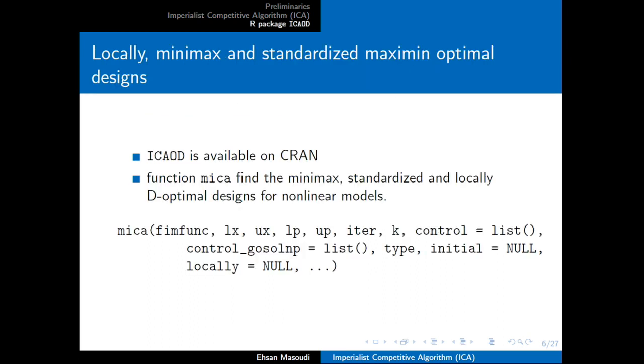So I go straight to my package. In CRAN, there are some packages for optimal design, but most of them are about linear models. In linear models, we don't have dependency on the parameters, so when you apply these kinds of functions, you get the answer in fractions of a second. But for nonlinear models, we should remove the dependency on the parameters. So there were no packages.